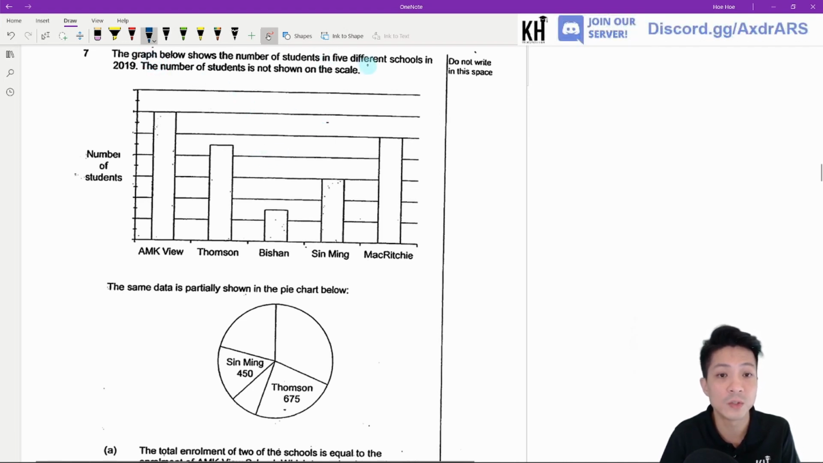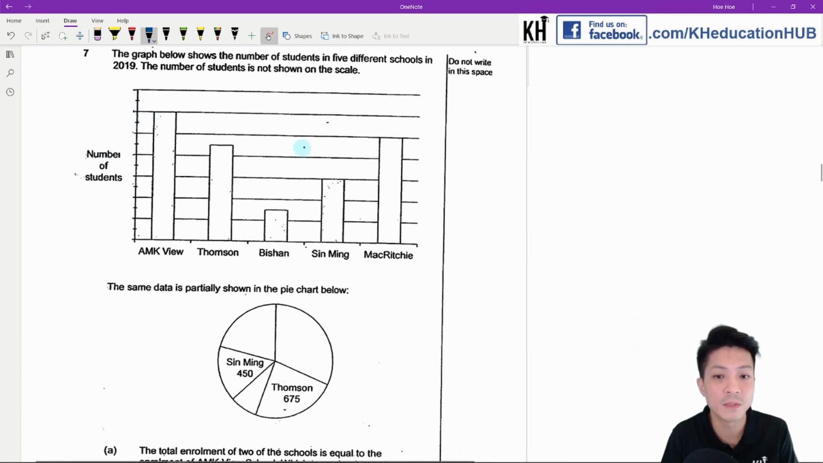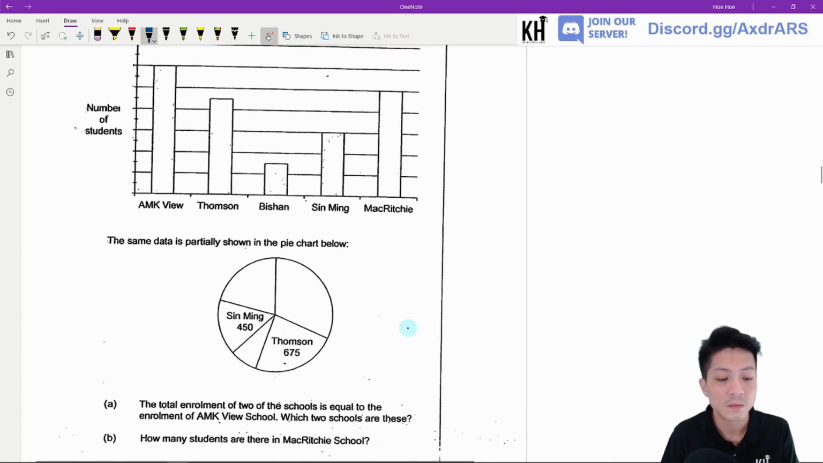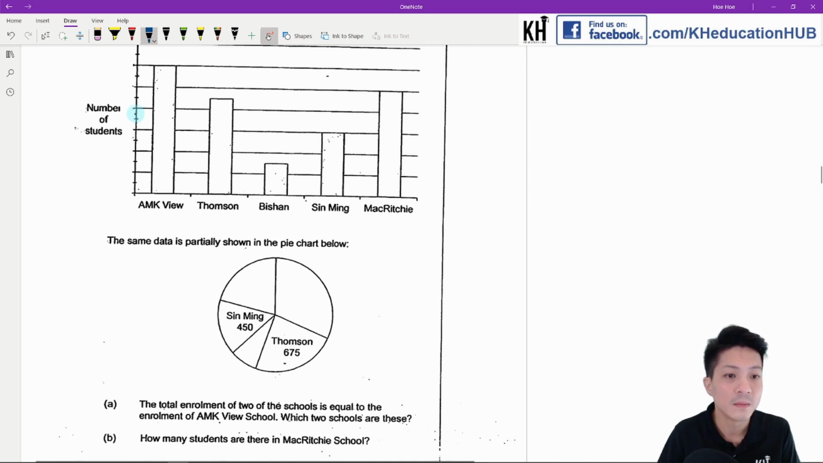Question 7, the graph below shows the number of students in 5 different schools in 2019. The number of students is not drawn to scale. So we do not have the numbers, but we do have the markings over here. The same data is partially shown in the pie chart below. Pie chart is not tested this year, but I'm still going to go through this question. Part A, the total enrollment of 2 of the schools is equal to the enrollment of AMK View School. Which 2 schools are these?